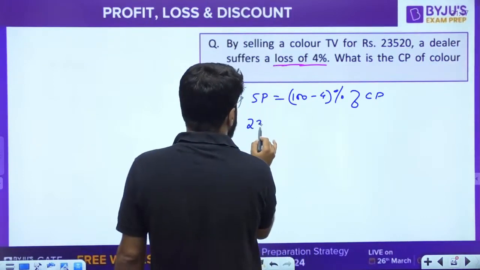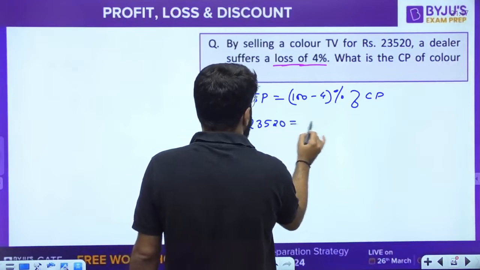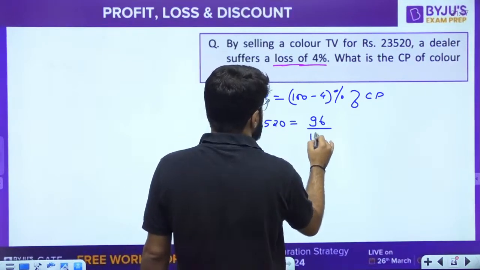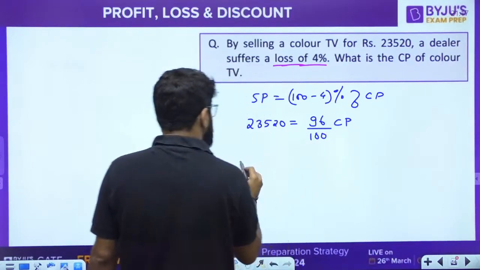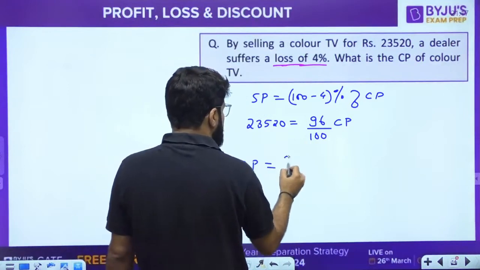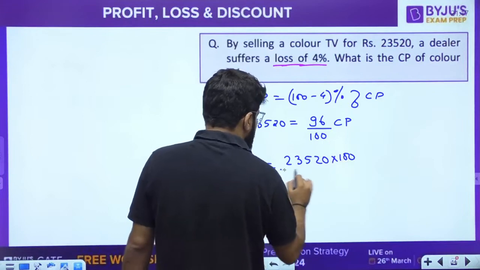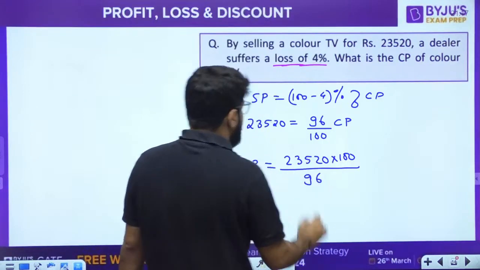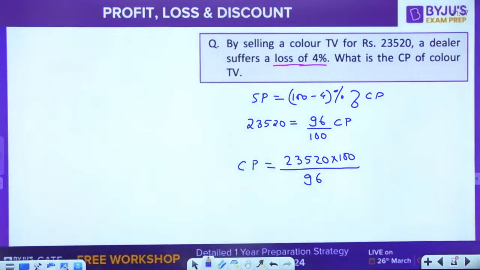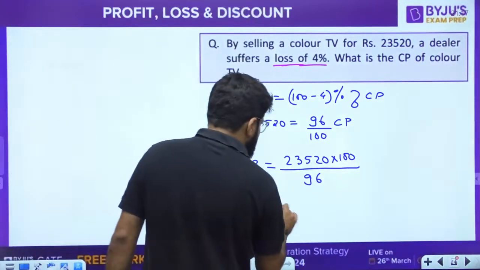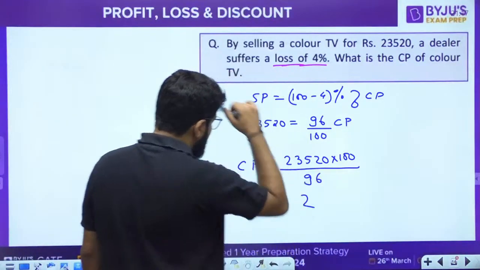And the selling price is given to me, 23520, and that is 96%. So 96% means 96 by 100 of the CP. So what should be the value for CP? That is 23520 multiplied by 100, divided by 96. Okay, just have to deal with this calculation, and how much this should be considered as. Definitely it is 2 times.